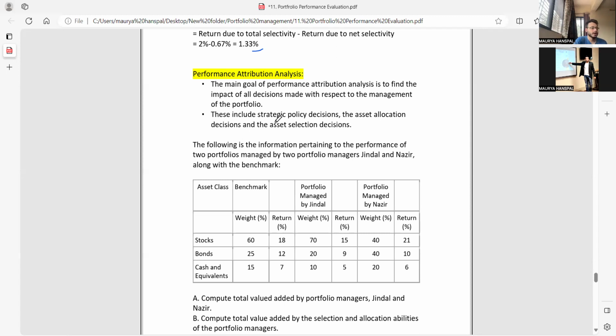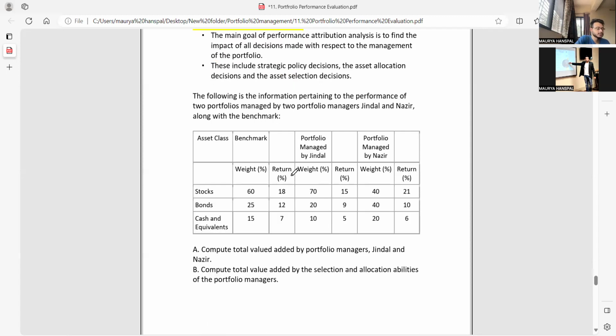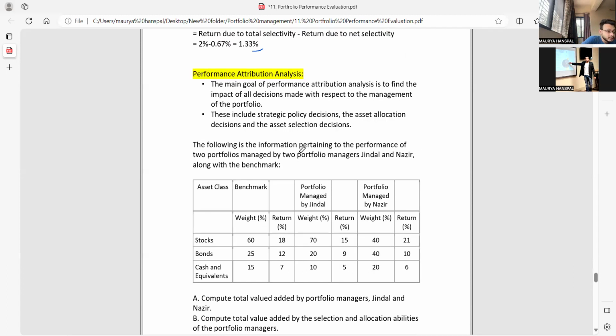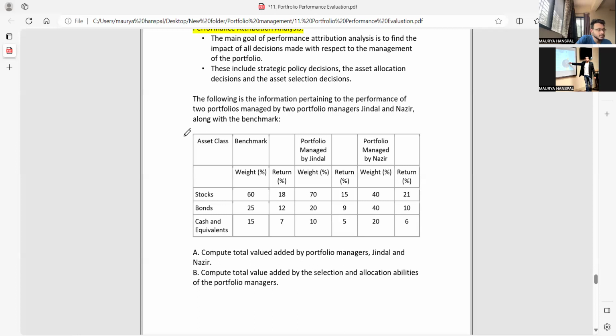Correct? So here is a question given to you, and we can compute these terminologies of asset allocation, security selection, and interaction effect in real life as well. The asset classes are mentioned here: stocks, bonds, cash equivalents, the benchmark weight, and the return on the benchmark, which can be Nifty or Sensex.